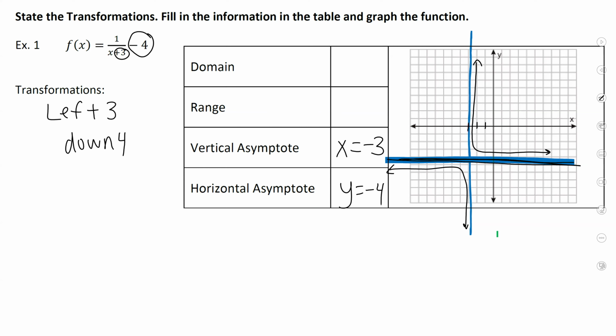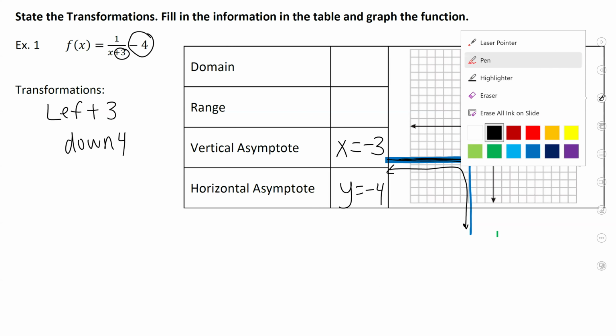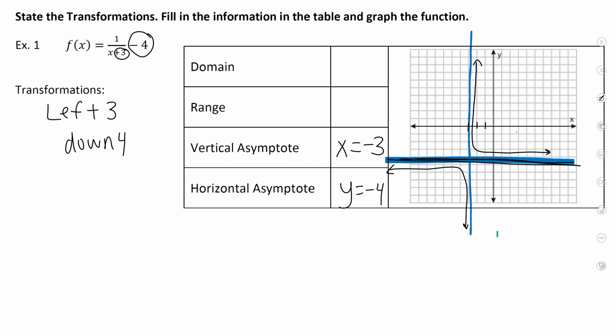Okay, let's talk about domain and range. So I'm going to use a red pen to talk about it. Let's look at this part first. I'm going to ignore that. This is going to the left. So your domain is -infinity to what's right here?